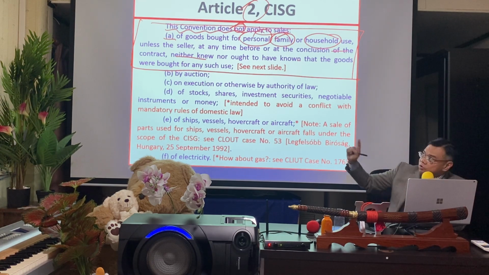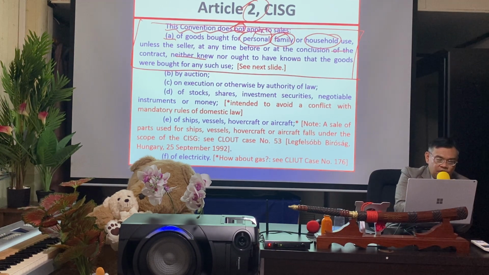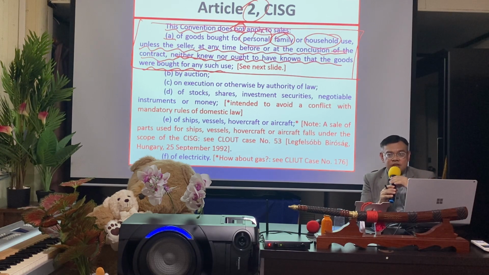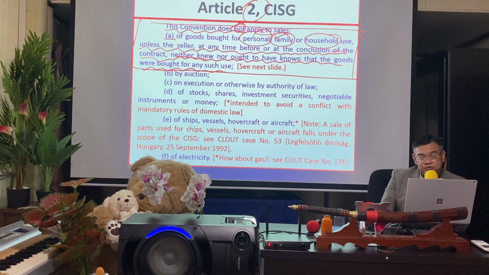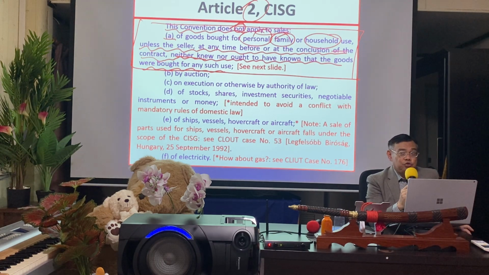But if you go on reading the provision of Article 2(a), you will see this expression: unless the seller at the time before or at the conclusion of the contract neither knew nor ought to have known that the goods were bought for any such use. That means that when a sale is made for personal, family, or household use, it is excluded only when the seller knew about that use, or should have known about it. If the seller did not know and should not have known, then the CISG will still apply.